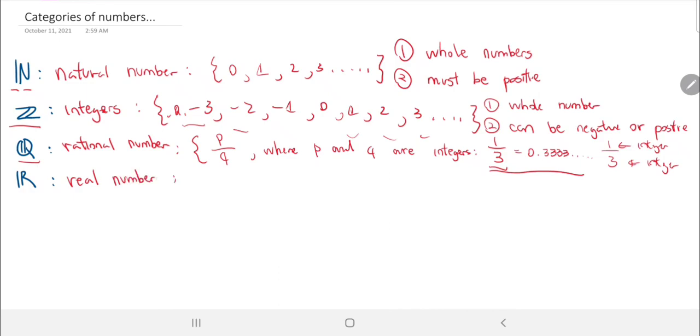A simple explanation of real number would be that it's the big guy that handles everyone. Real number includes every rational number, every integer, and every natural number. Every number that you can ever think of, no matter how bizarre they are, how big they are, they're all part of real numbers. So real number handles everyone. Every other number is always included as part of real numbers.